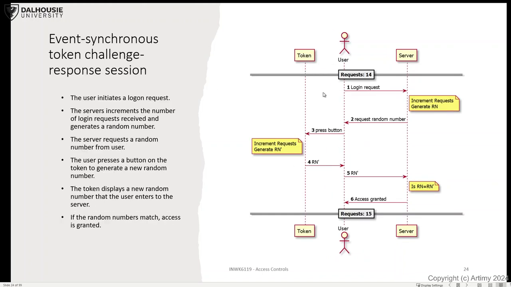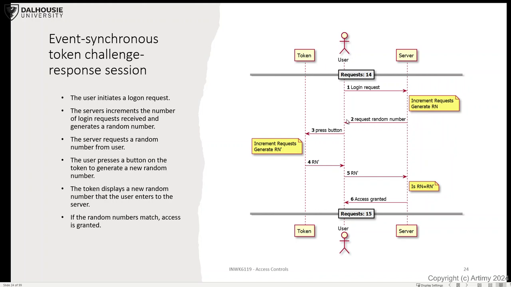All right, the second one avoids this time problem by using events. Instead of using actual time, we use the number of logins as a counter. So every time the user tries to log in, again sends a login request with a username, the server increments the number of logins. So let's say this is login number 65 from the user, right? So it increments the number of logins and generates a random number based on the 65th login, right?